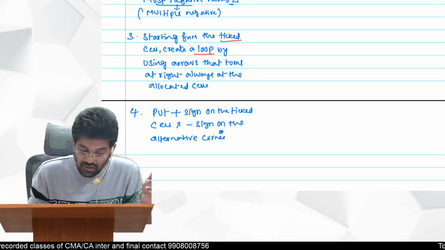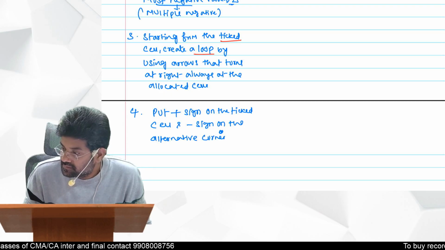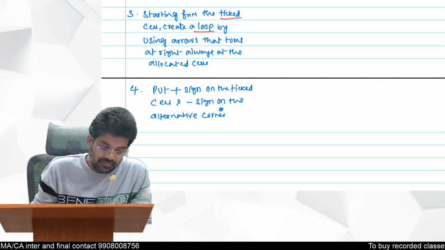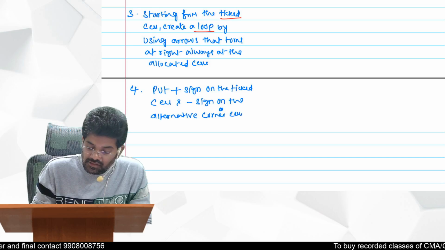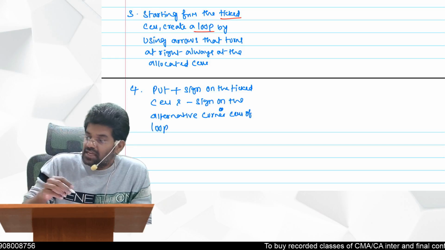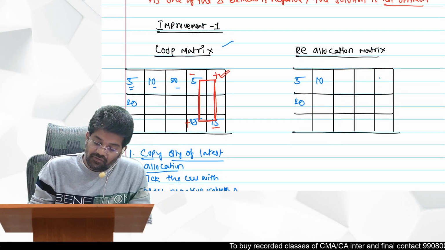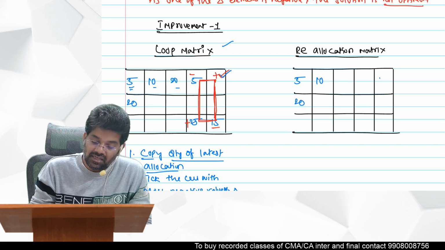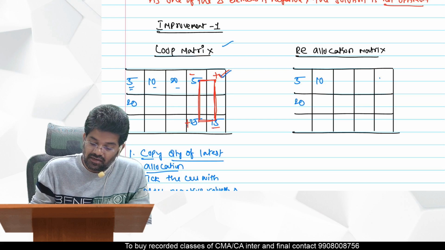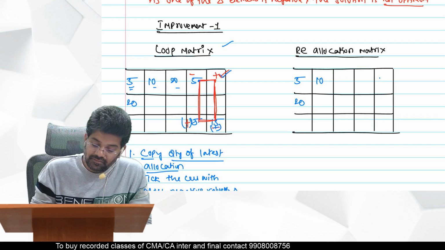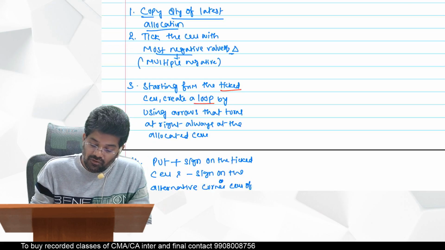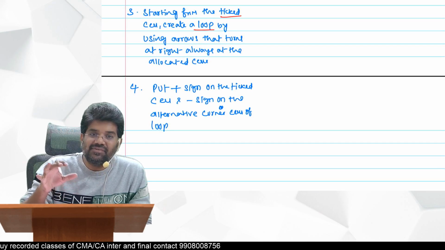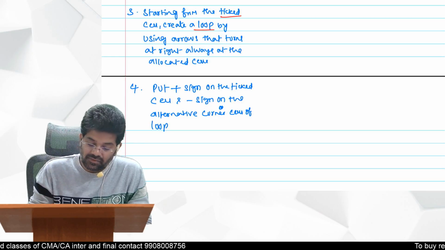Minus sign on the alternative corner cells of the loop. Plus and minus alternatively you should keep. Starting from here, ticked cell first plus, then this corner minus, this corner again plus, this corner again minus, plus minus, plus minus. Now out of these minus values, take the highest minus value.